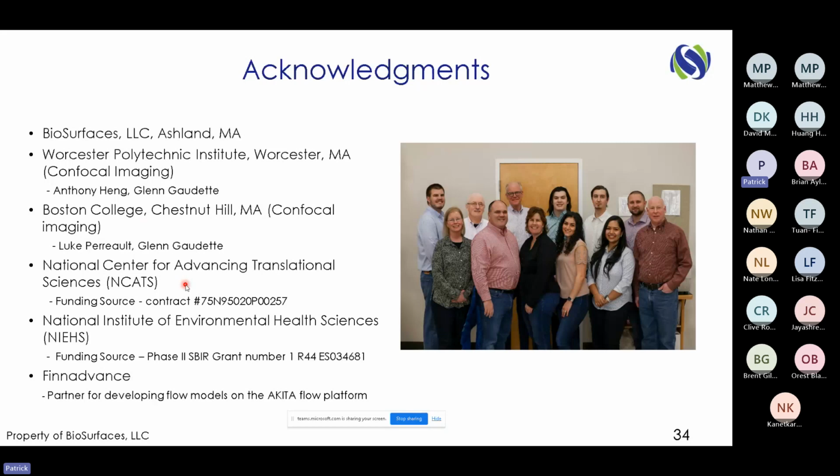We'd also like to thank the folks at NCATS. They have been a funding source for us and have been instrumental in supporting us. We're really appreciative of that as well. And then the NIEHS, which is our funding source for our current phase 2 SBIR grant. And last but not least, our partners at FinAdvance, Tuan and Sebastian and his group there, who are our partners for developing the flow models on the Akita Flow platform.